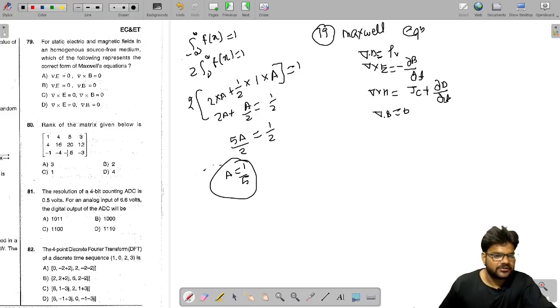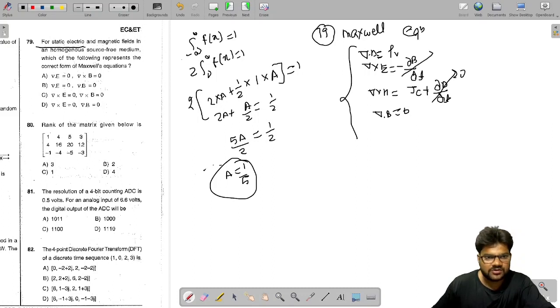If you see from this, for a static electric field, with D equals epsilon E, this term will become 0 and this will also become 0, because we are finding static electric and magnetic fields, and the medium is homogeneous and source free, so this is also 0. So del dot E is going to be 0, and del dot B is also going to be 0, and del cross E is 0, so option D will be correct. So del cross E is 0 and del dot B is 0. So the correct option is D.